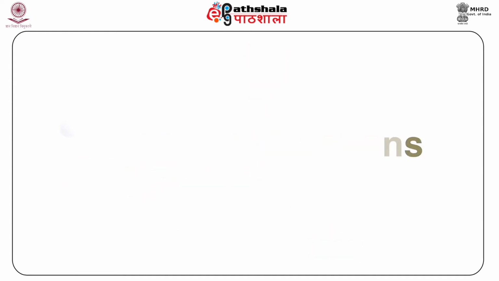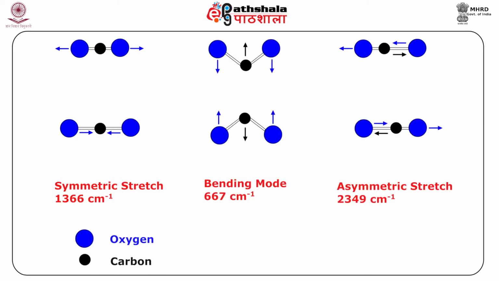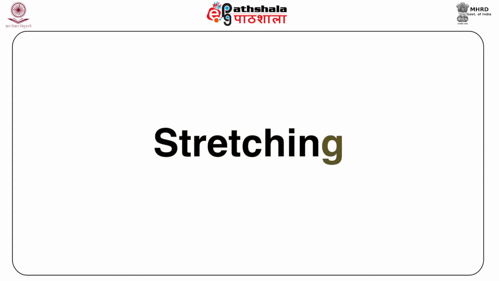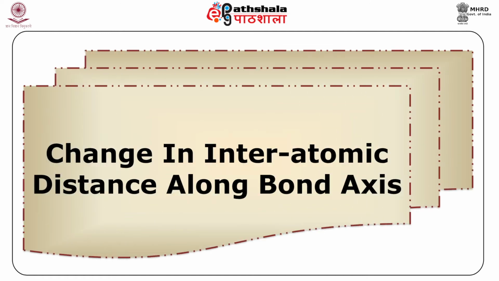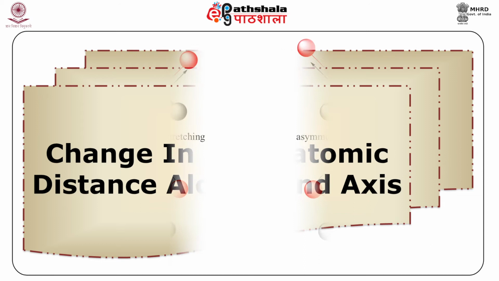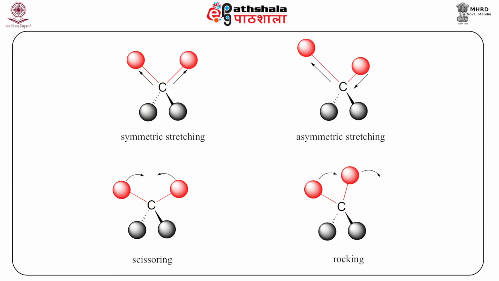Molecular vibrations. The positions of atoms in a molecule are not fixed. They are subjected to a number of various vibrations. Molecular vibrations come under two different classes: stretching and bending. First is stretching. Change in interatomic distance along the bond axis. It is of two types. First is symmetrical and asymmetrical.